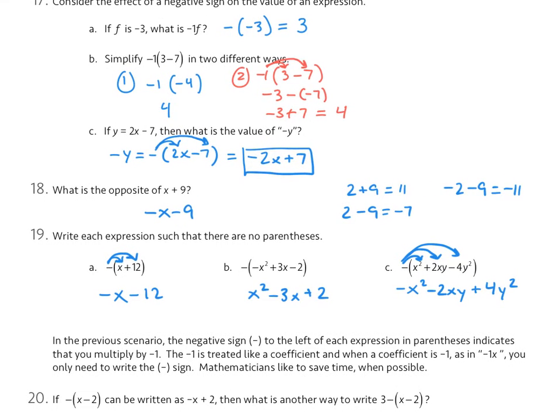In the previous scenario, the negative sign to the left of each expression in parentheses indicates that you multiply by negative 1. The negative 1 is treated like a coefficient, and when a coefficient is negative 1, as in negative 1x, you only need to write the negative sign. Mathematicians like to save time when possible. So instead of a negative 1, you just write a negative sign. You can also think of this negative sign right here and here and here as the opposite of.